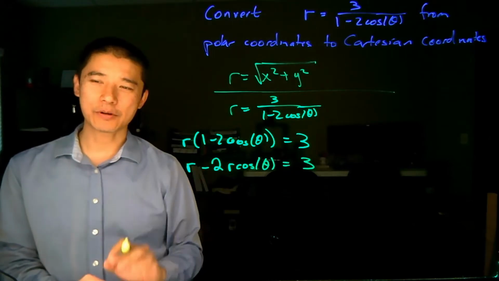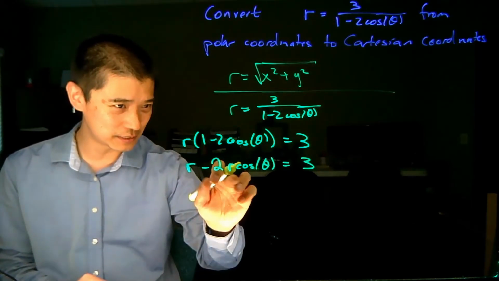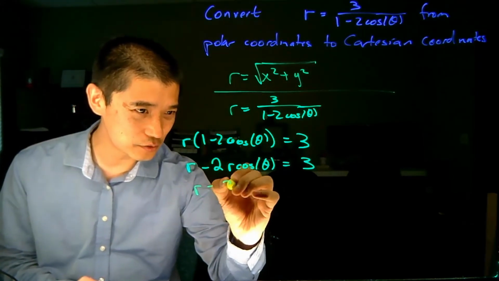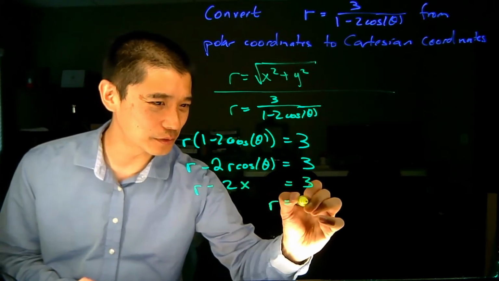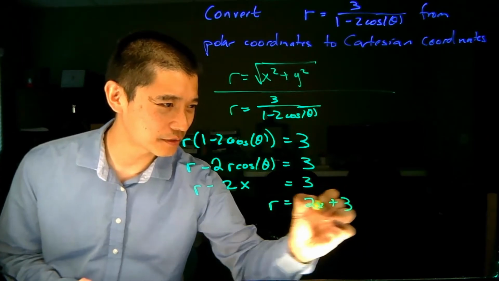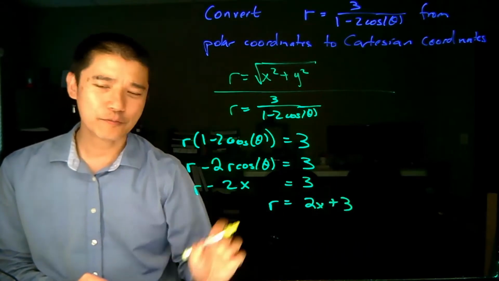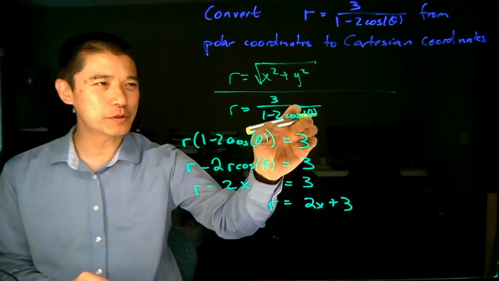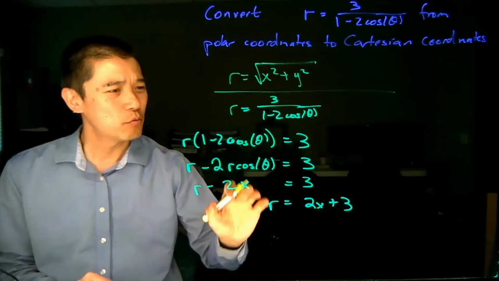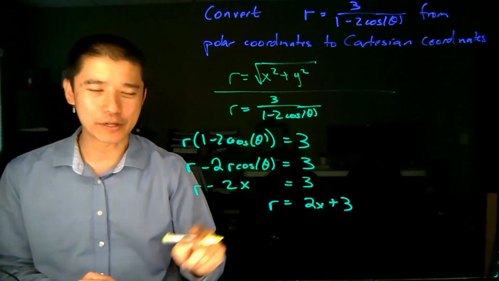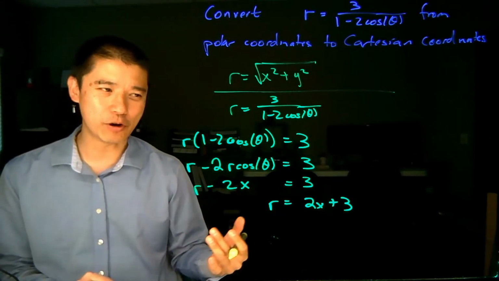And here's what I mean by that substitution making things simpler, because now we have r minus 2 times x is equal to 3. And so r is equal to 2x plus 3. This form right here is much easier to work with than having square roots and a fraction floating around. Once we get to this, we still need to replace the r because we really need the r to be in terms of x's and y's.